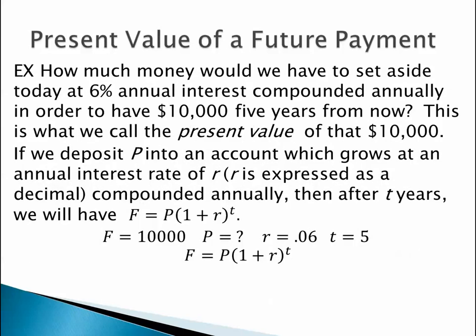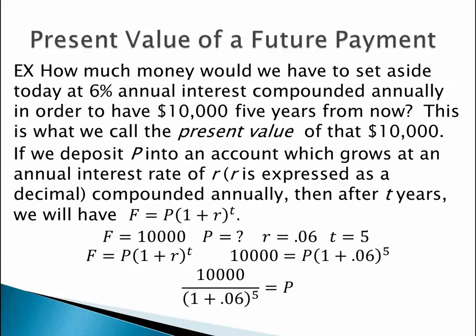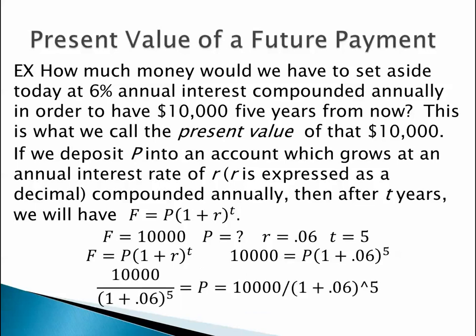So we plug all of this into the formula, F equals P times (1 plus R) to the T, and here's what we get. 10,000 equals P times (1 plus 0.06) to the 5th. We divide both sides by (1 plus 0.06) to the 5th, and we end up with P equals 10,000 divided by (1 plus 0.06) to the 5th. You can write it like this. Well, that's the way you'd express it if you want to calculate it on your calculator.